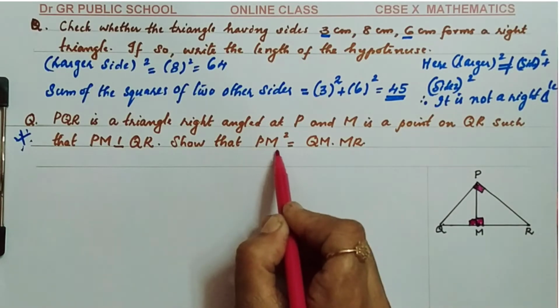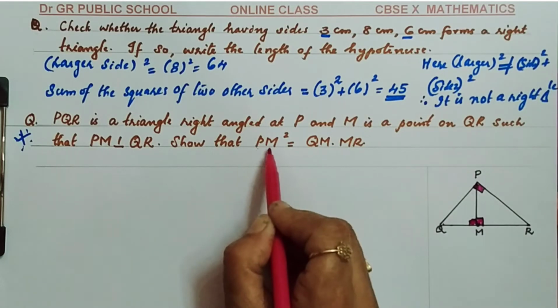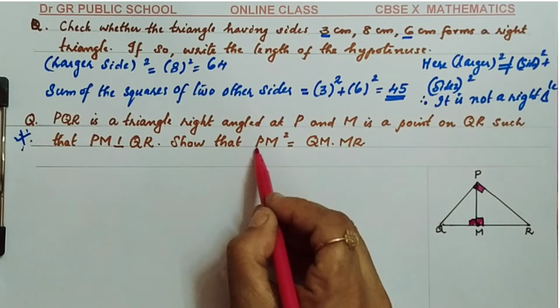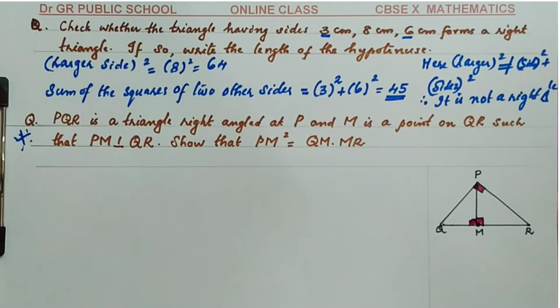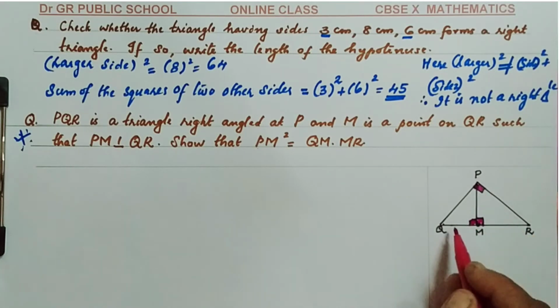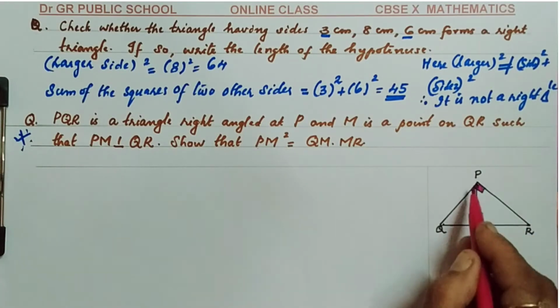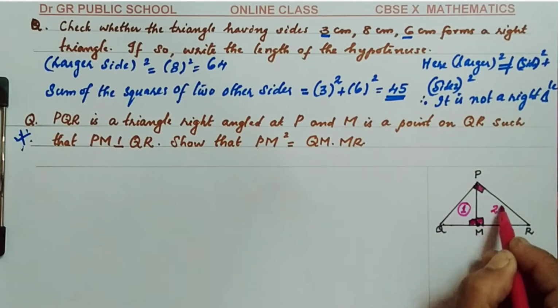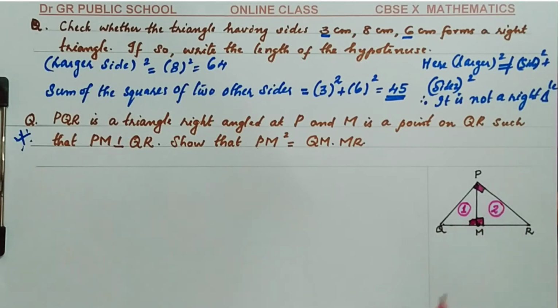To get PM square, the statement containing square, we need to apply Pythagoras theorem or we need to apply similarity. Here, PM square means PM into PM. Means two triangles you need to find having sides PM to make them similar. Let us check. You studied in theorem 1 that if a perpendicular is drawn from the vertex of a right triangle, then the triangles on both sides of the perpendicular are similar to the whole triangle.